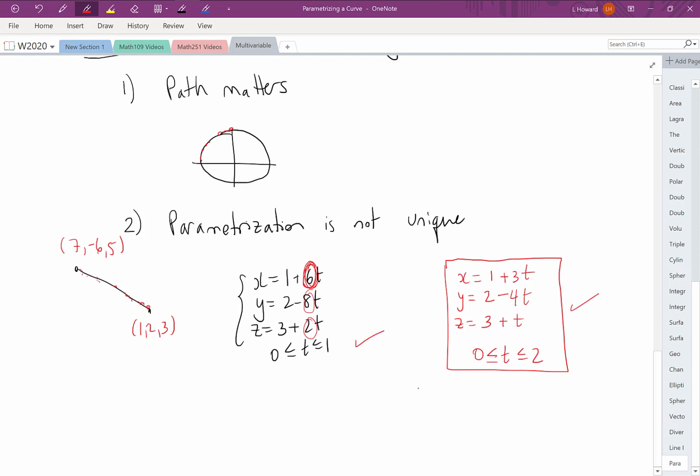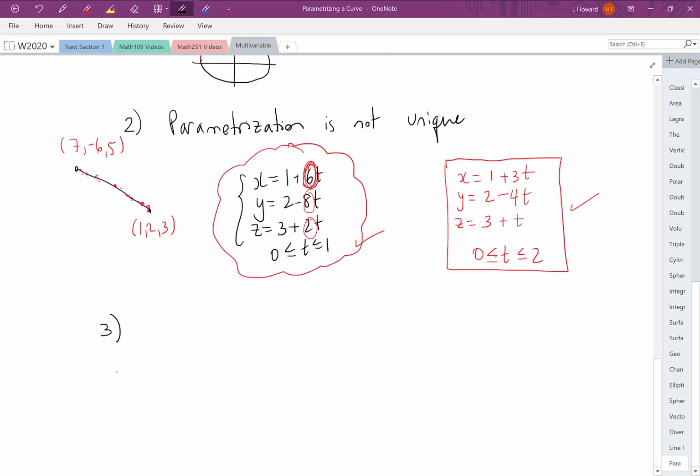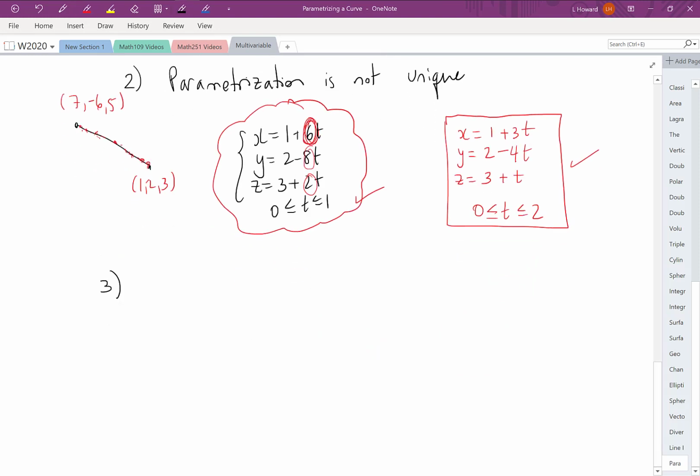They're both correct. So we've got some freedom here to choose what t values we want to range over, and then to figure out the values of x, y, and z that correspond to those t values. But I would say that if you're looking for just one solid way to do it, this is probably the most standard, because it's just nice to have the t values range between 0 and 1. Third and final idea about parametrizing curves is that the direction along the curve sometimes matters.